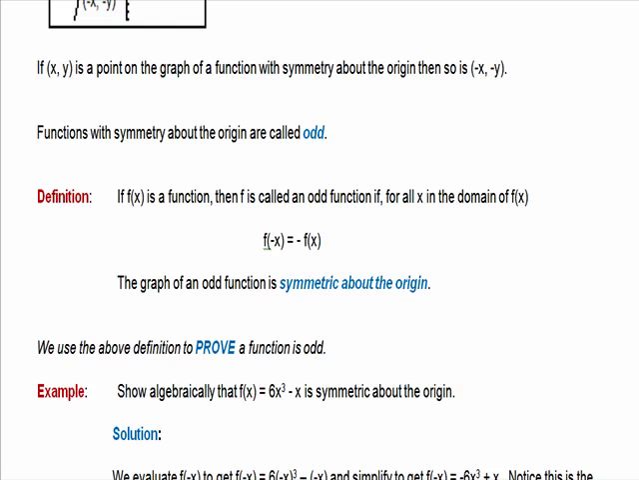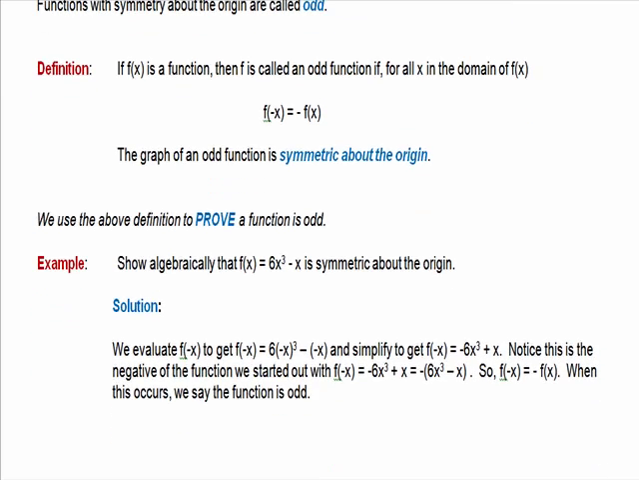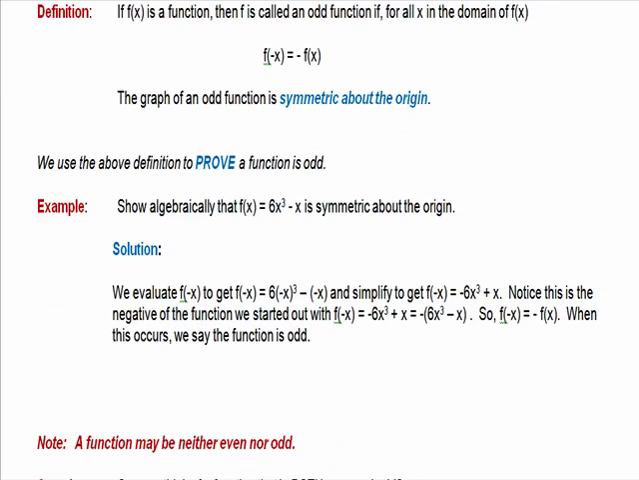Notice when I want to prove that I'm symmetric about the origin, I'm going to again compute f(-x), but this time instead of getting back to the original, what I'm going to get back is the negative of the original. So let's do an example where we use this concept to prove a function is odd.